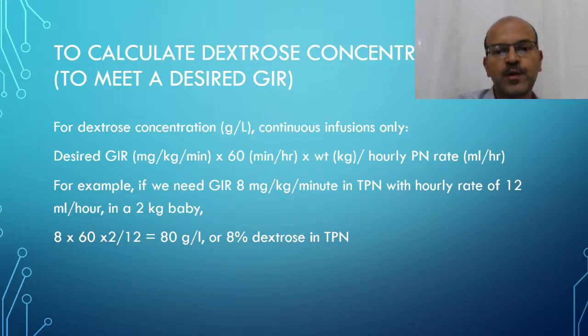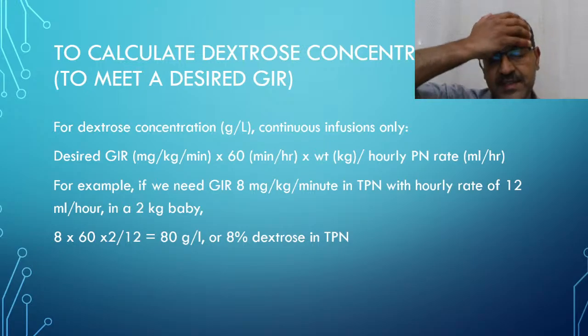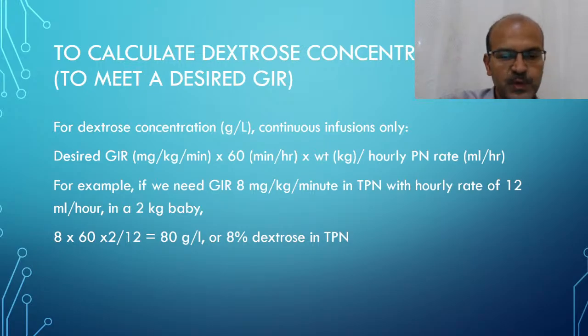So you also have glucose infusion rate calculators on many websites and apps, and most of them use any of these units. So you need the infusion rate, the GIR or the percentage of dextrose, whichever one you are calculating.